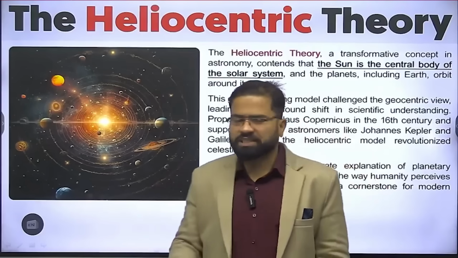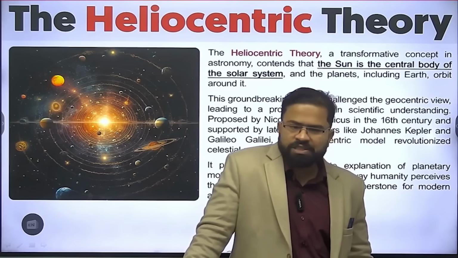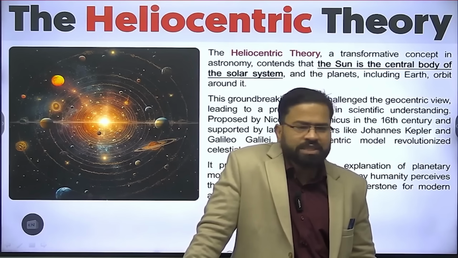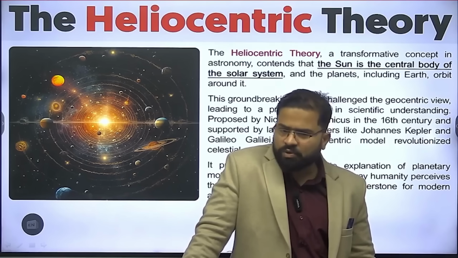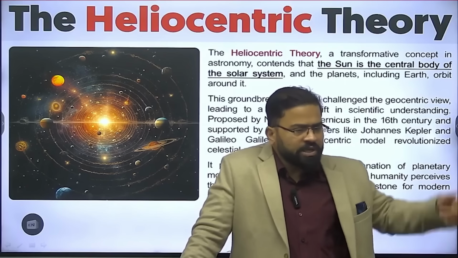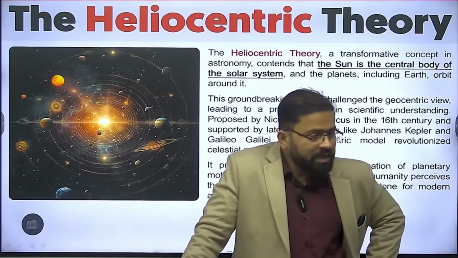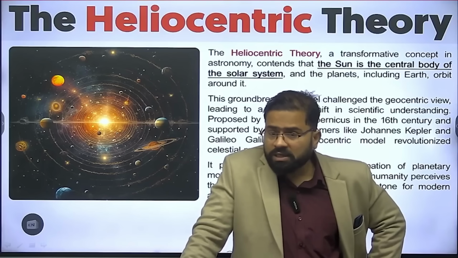Next, during the 16th century, this theory was changed to the Heliocentric theory. Helio means Sun. Now the Sun is at the center, and all other planets, including Earth, revolve around the Sun in a circular orbit. In a circular orbit.